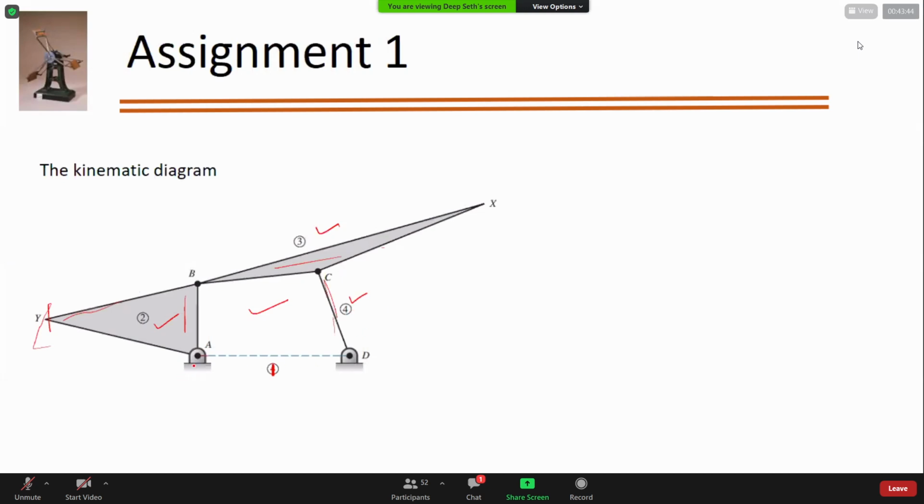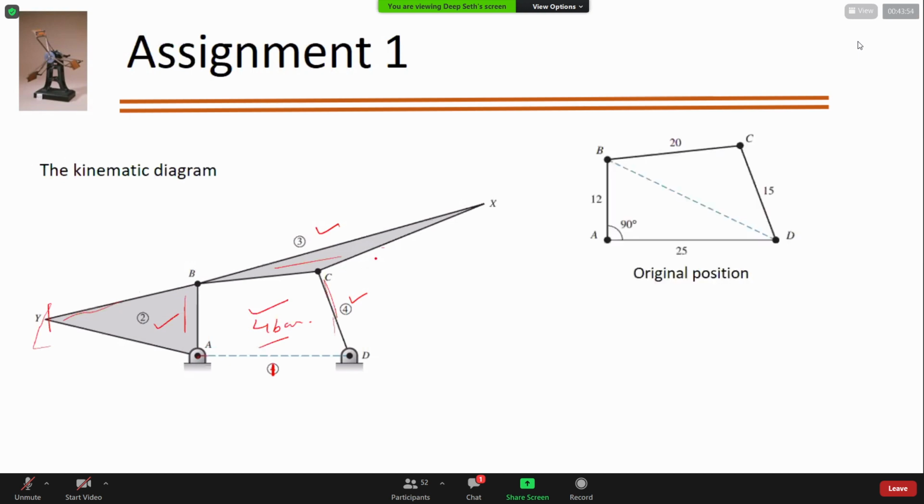Correct? How many joints you have? 4 joints. 1, 2, 3, 4. So this is a 4 bar mechanism. Okay. So this is the actual position where your mechanism is now. This is the original position. And I am giving some link lengths over here. That is 25, 12, 20, and 15. Okay.